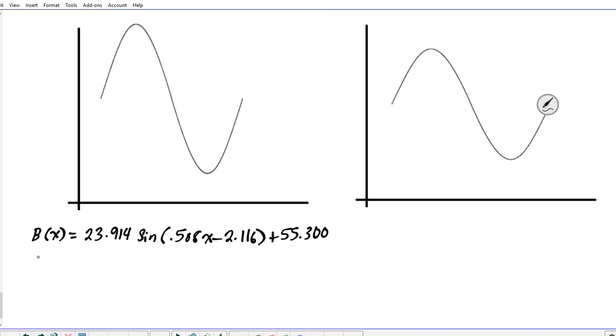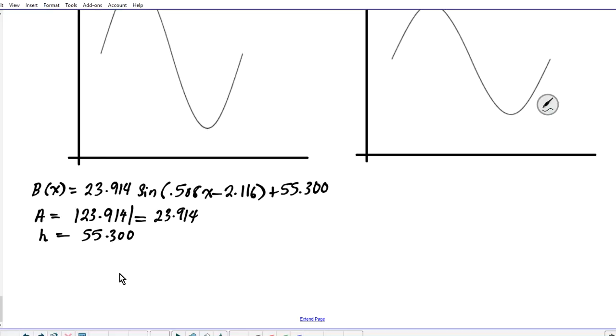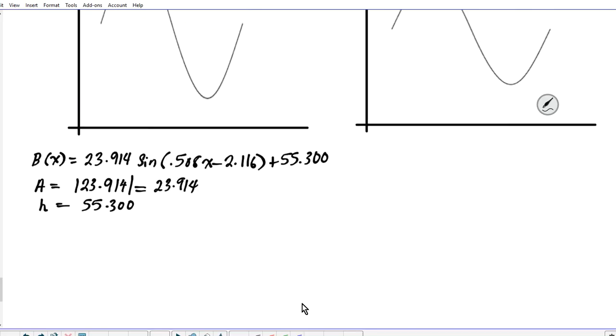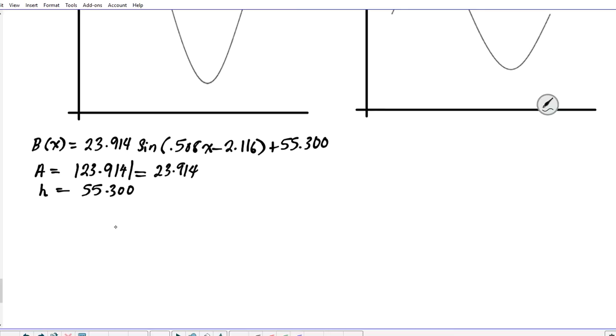So for b of x, the amplitude is basically the absolute value of the coefficient of the sine function, which is 23.914. The h value is what you're adding on to the sine component, which is 55.300. All right, so now we have all the tools that we need to compute the max, min, midline, and variation. Let's start with the maximum.